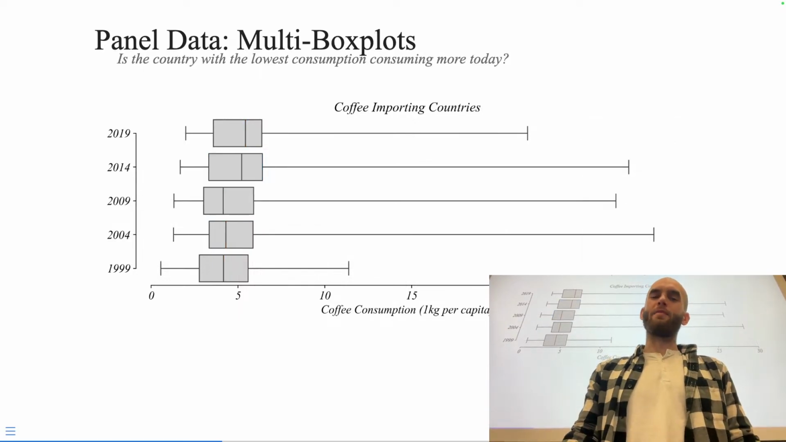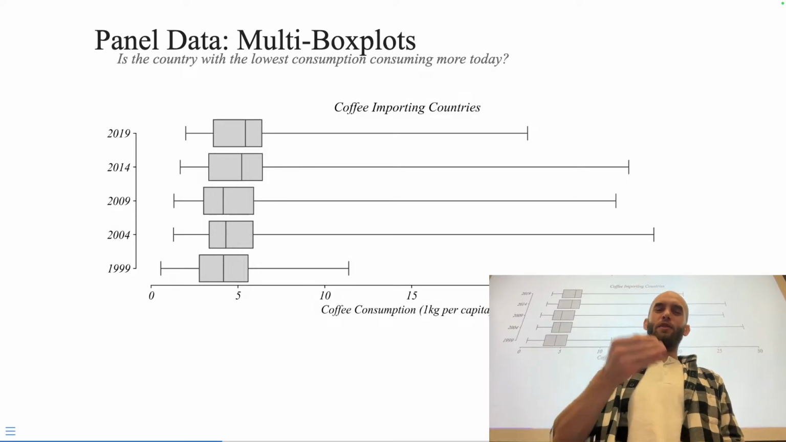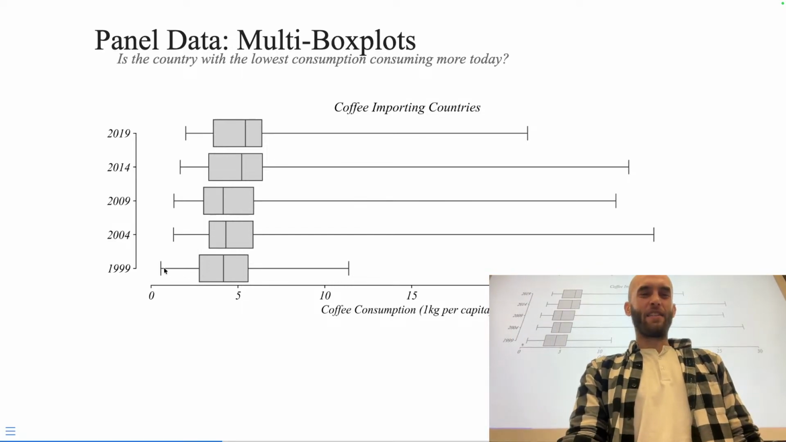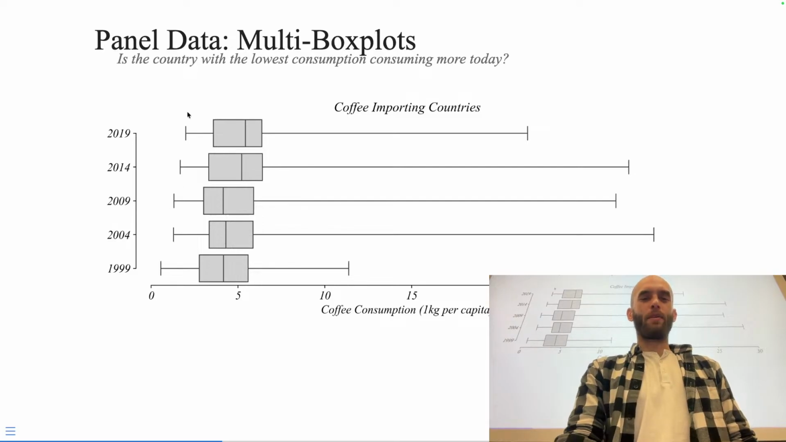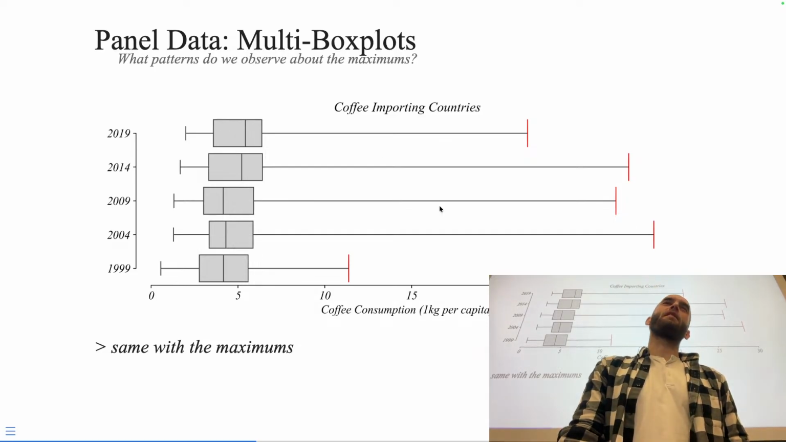And then we talked about this one, which was, is the country with the lowest consumption consuming more today? This is just a question about the minimums. You can see the minimums are generally going up. And so it looks like generally yes. What patterns do we observe about the maximums? Well, this one's a little less clear. The maximum today is definitely larger than in 1999, but it looks like maybe some things have come down in recent years.